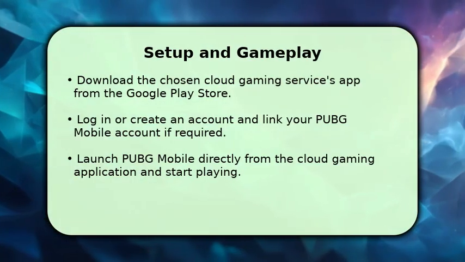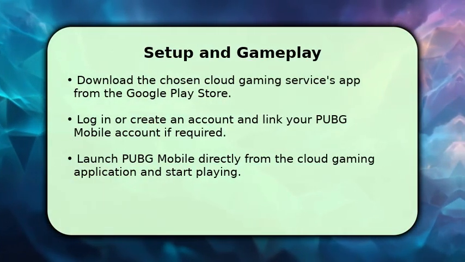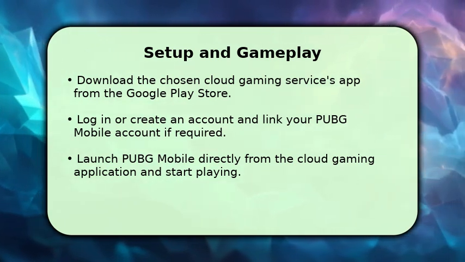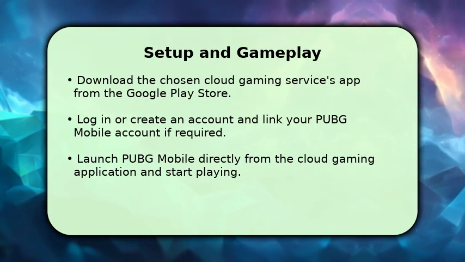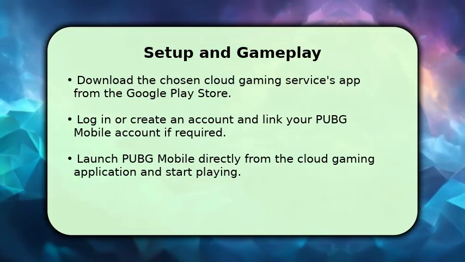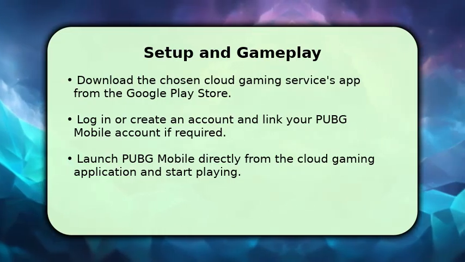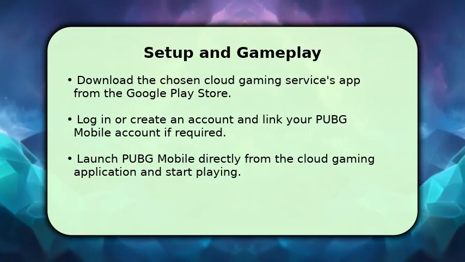Once you've selected your service, download its dedicated application from the Google Play Store. After installation, simply log in or create a new account. Some services might require you to link your existing PUBG Mobile account for progress synchronization. From there, you can launch PUBG Mobile directly within the cloud gaming app. You'll be playing in just a few moments, enjoying the full game without a massive download.